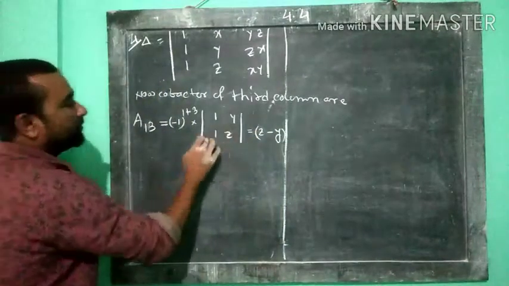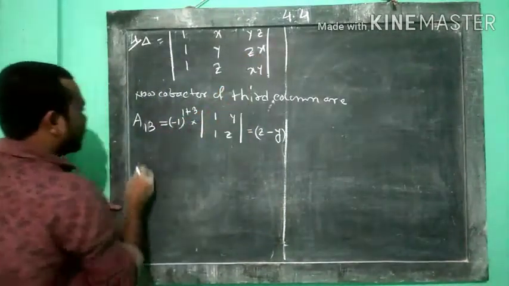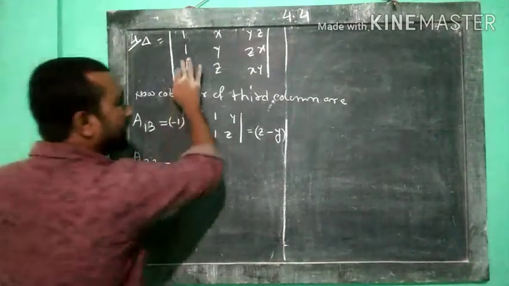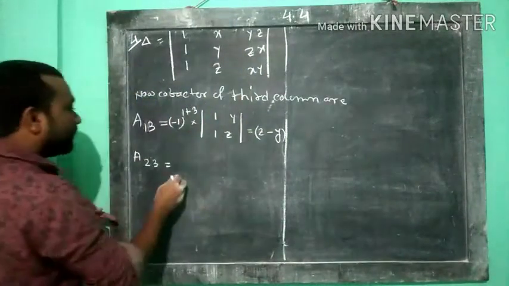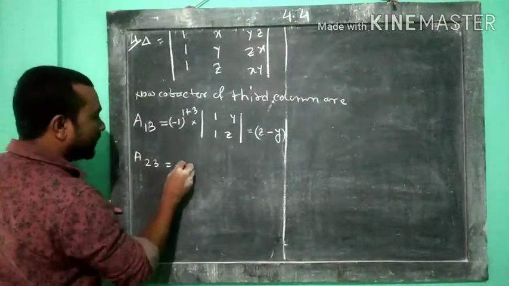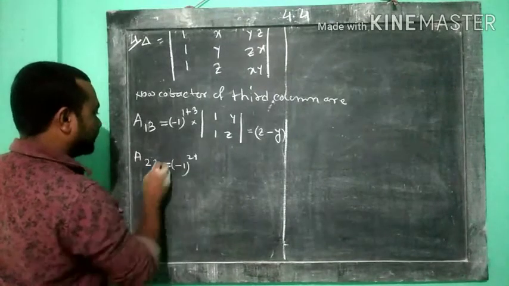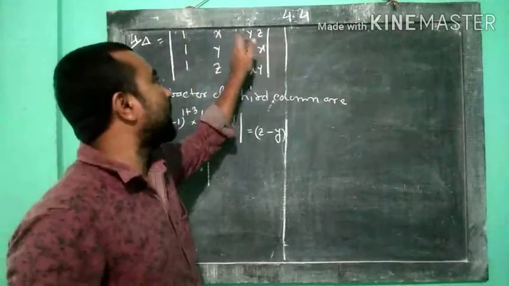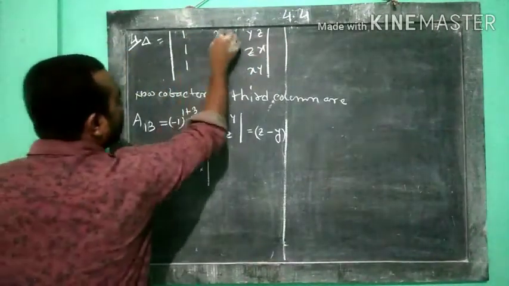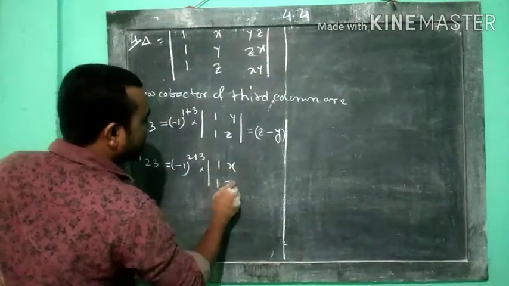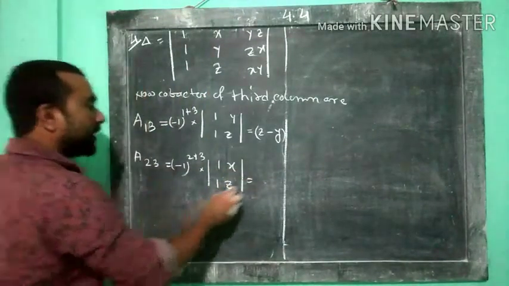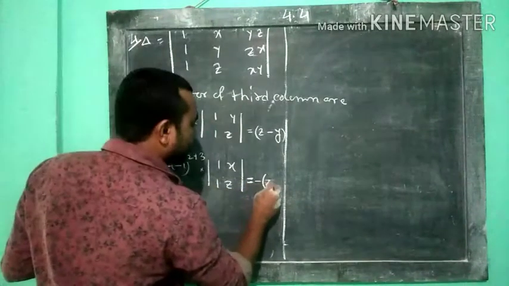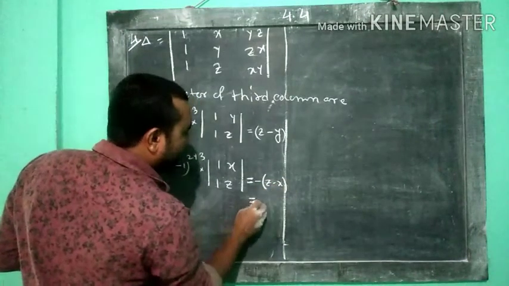Next is A23. The sign is (-1) to the power 2+3, which is negative. Cancelling the second row and third column, we get the determinant with rows 1 x and 1 z. With the negative sign, we get minus (z minus x), which we can write as x minus z.